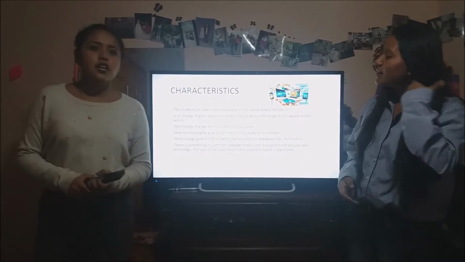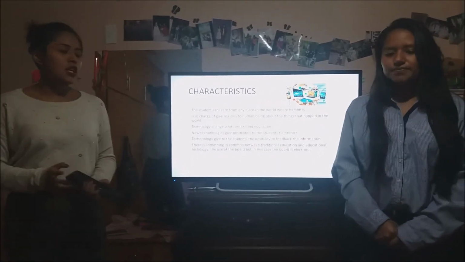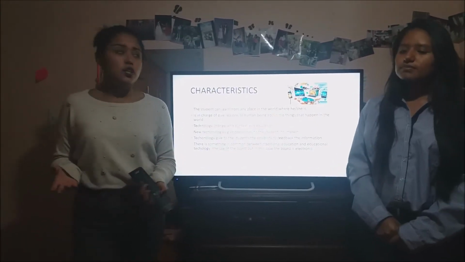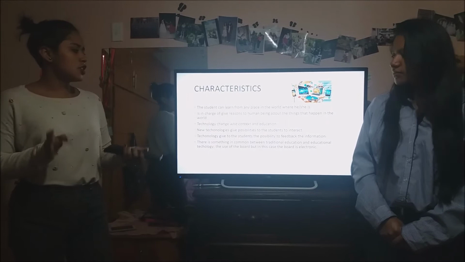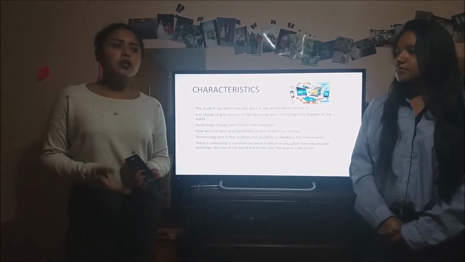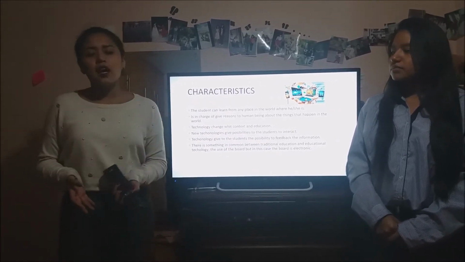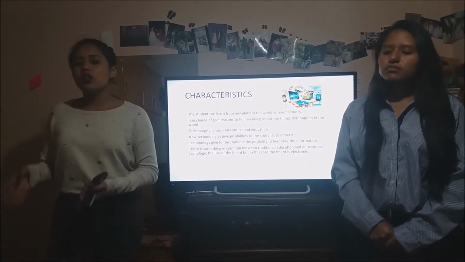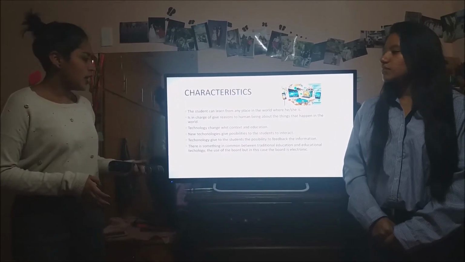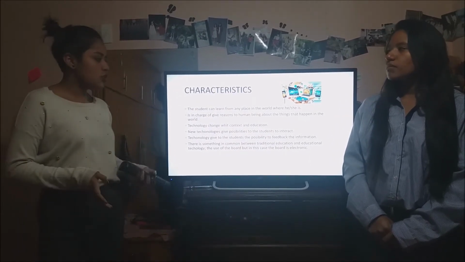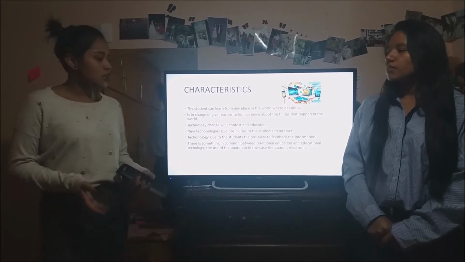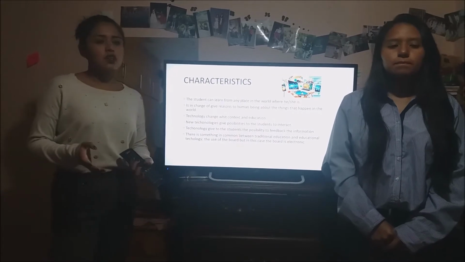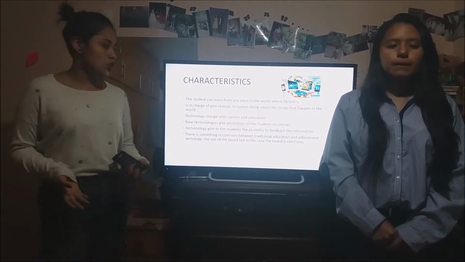The next are the characteristics. The students can learn from any place in the world where he or she is. It is in charge of giving reasons to human beings about the things that happen around the world. Technology changes according to the context and education. New technologies give the students the possibility to interact, it could be with people around the world, and especially with his or her classmates and the teachers.